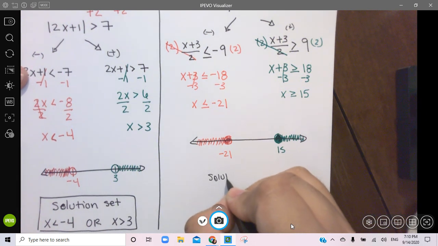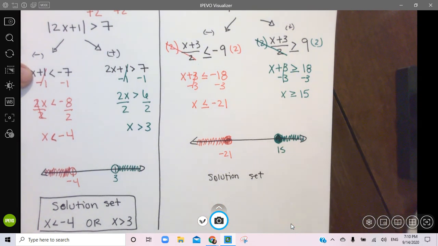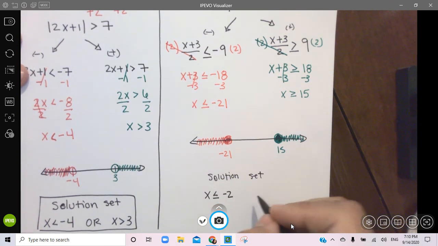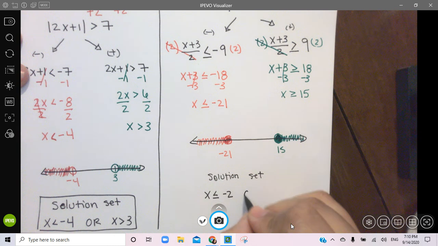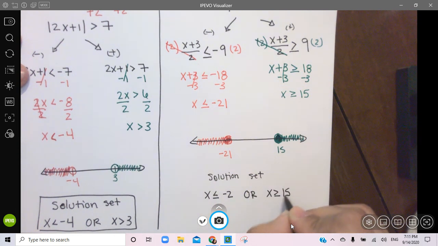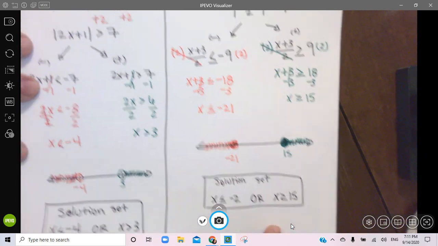So my last step is to write down my solution set, and remember this is an OR statement. So I'm going to start with my negative, and x is less than or equal to negative 21, or x is greater than or equal to 15. And that is my solution.